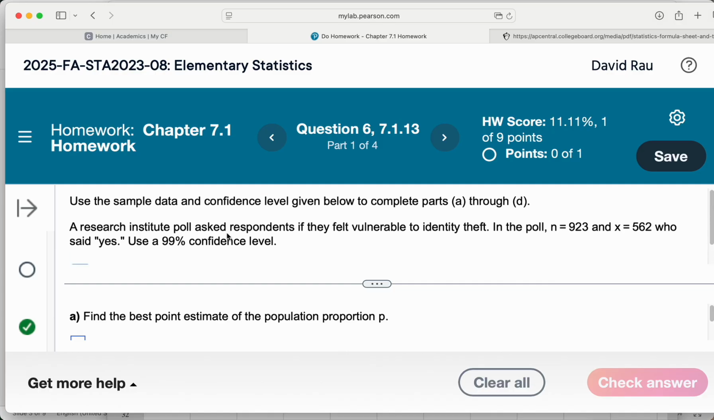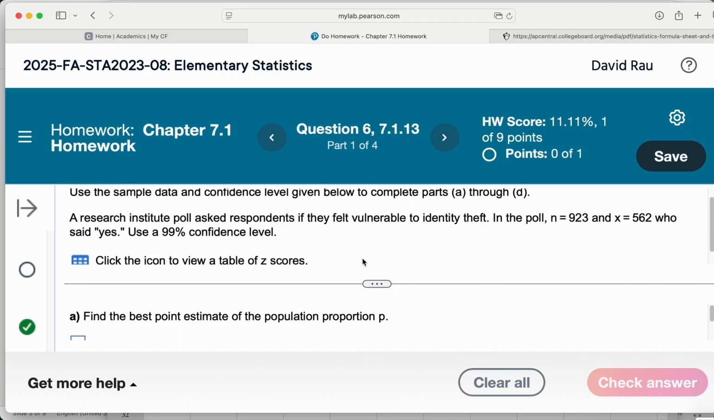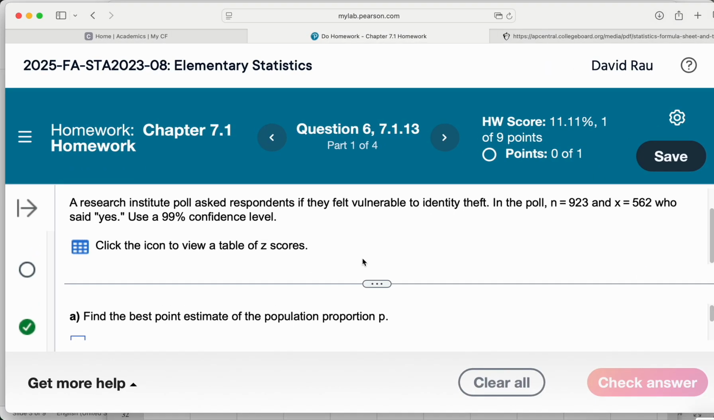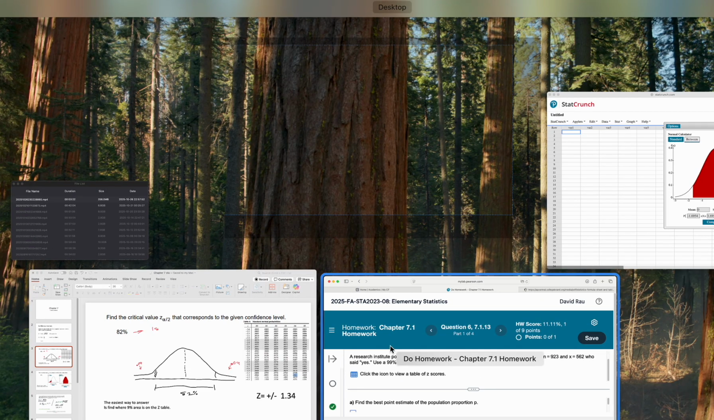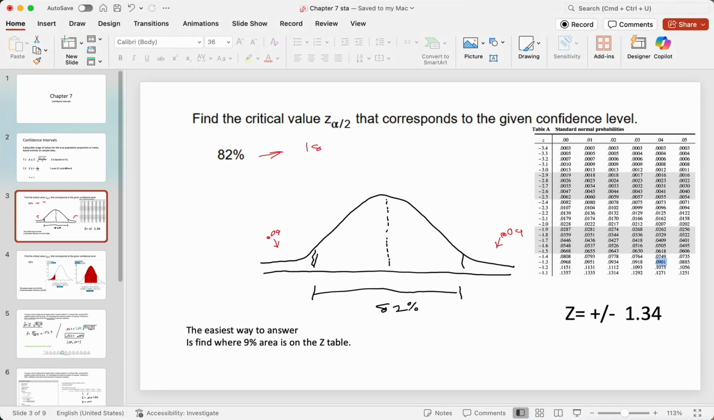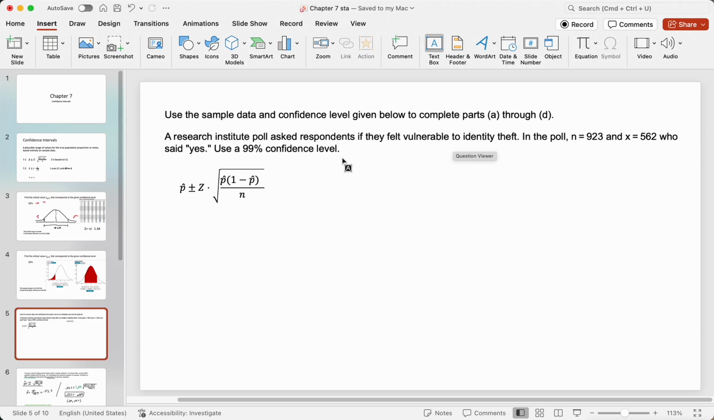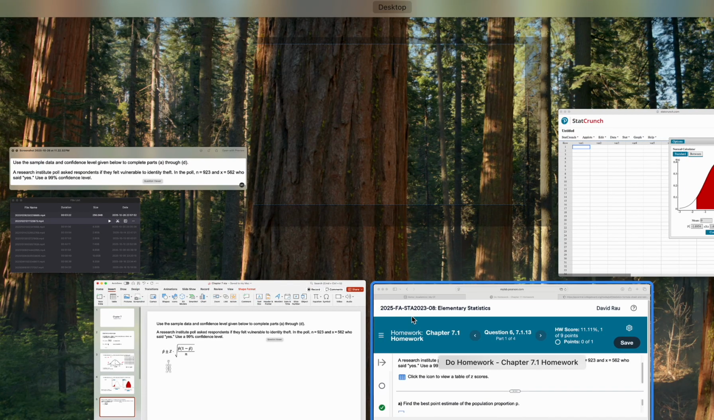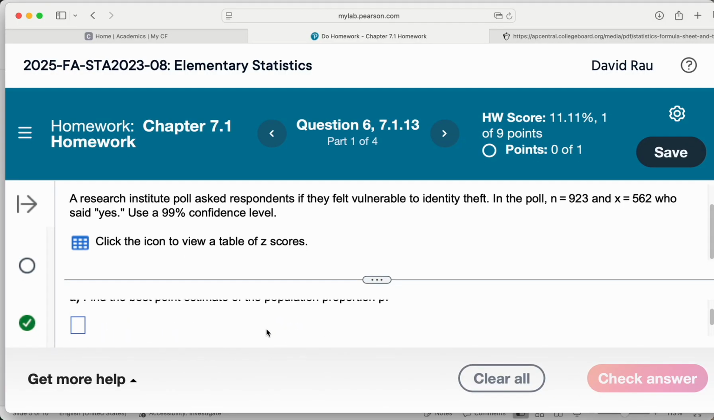And now let's go through this question right here. Just one example where we go through the whole process without a calculator, and then we go through using StatCrunch. And let me just gather my windows here. All right, so I've gone ahead and copied in that question, and then there's our formula. And so the first thing they ask online is find the best point estimate.